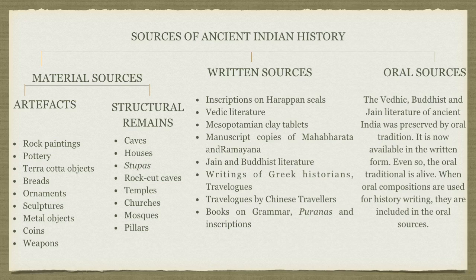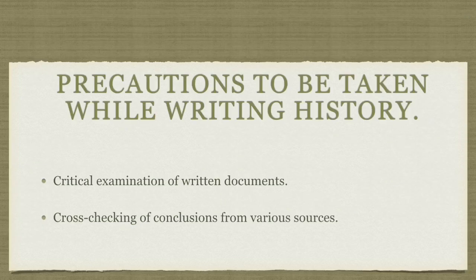Here, sources of ancient Indian history: material sources, written sources, oral sources. See the slide and understand it. Now, you are well aware of this topic, so we are going to recall the examples of these three types of sources. Now, the next one is, what were the precautions to be taken while writing history?